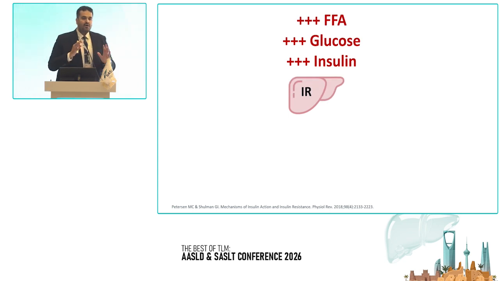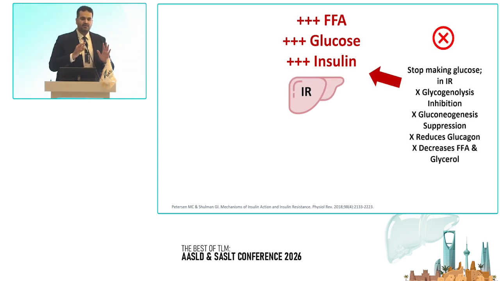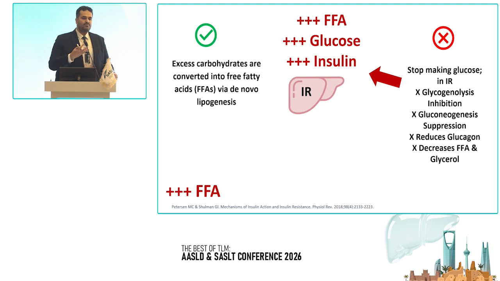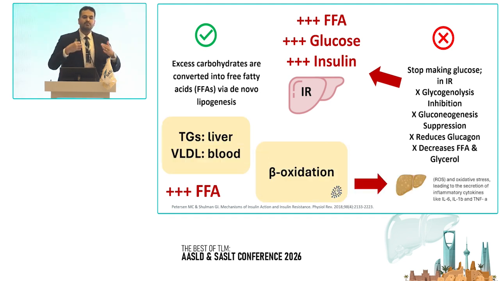So here we have the liver with insulin resistance. The insulin is not able to stop the liver from producing more glucose, but it is still allowing the liver to uptake carbohydrates and make free fatty acids. So we have more intrahepatic free fatty acids. They can be transformed into triglycerides, then released to the blood as very low density lipoproteins. They can also go to the mitochondria for beta oxidation.